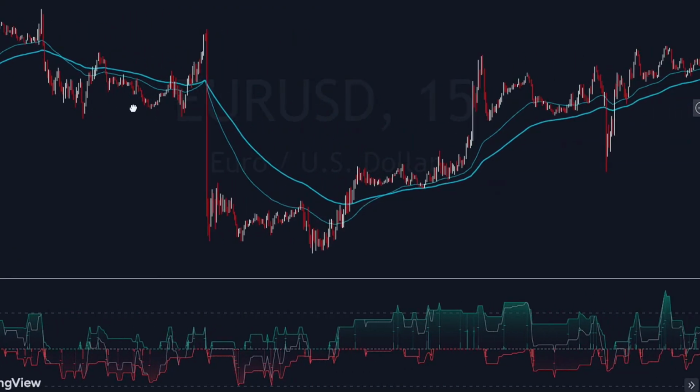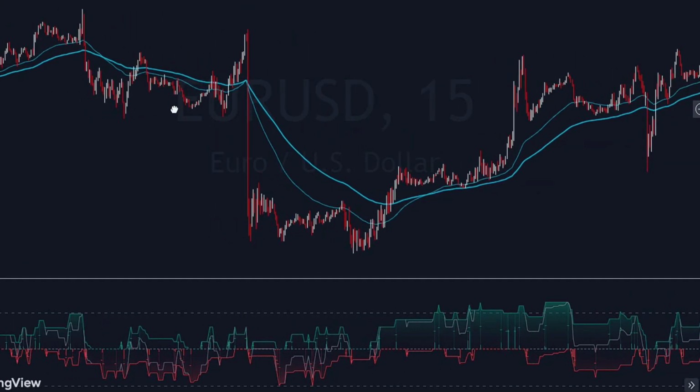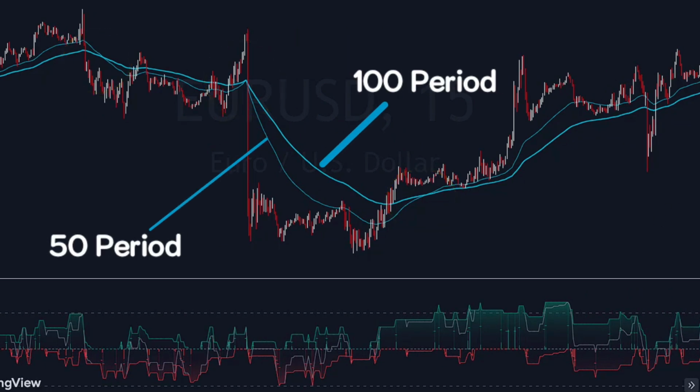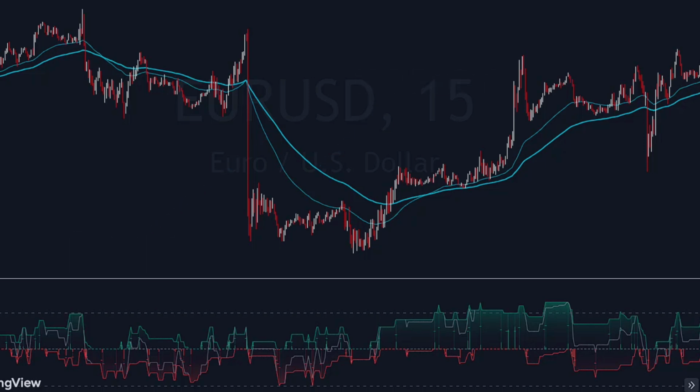But here's where it gets interesting. We can use crosses of two exponential moving averages with lengths of 50 and 100 to confirm our signals. Let's go to my chart and see what it is all about.